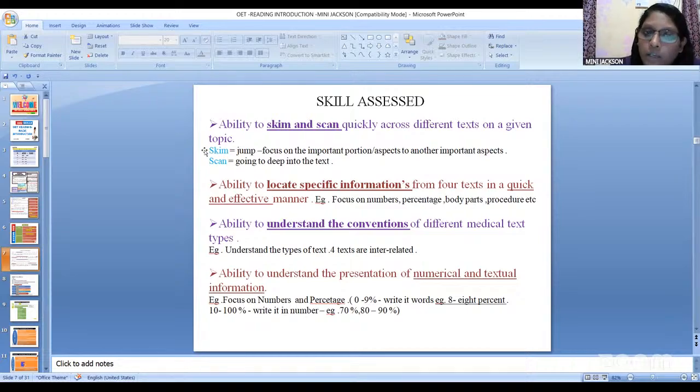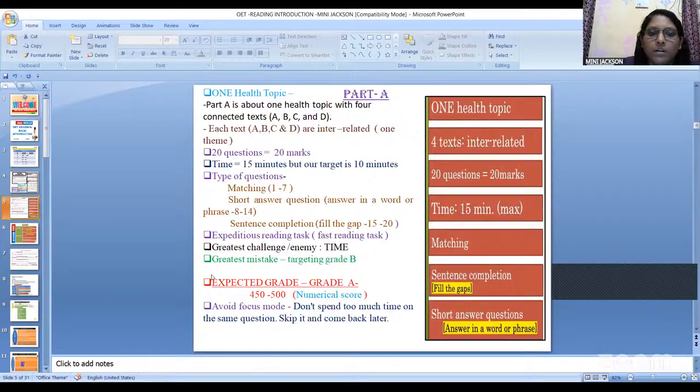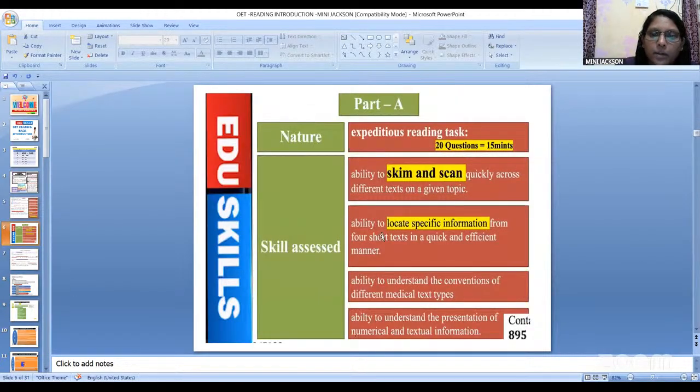First, we have to skim the text for each test. We need to take 20 to 30 seconds. Then next we have to go for scanning, that is, going deep. Then the next one is the ability to locate the specific information from the text in a quick and different manner.